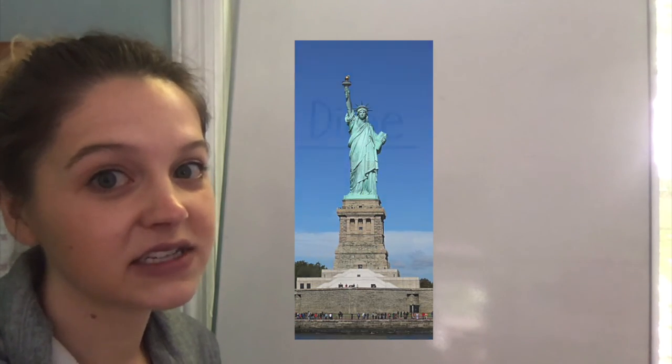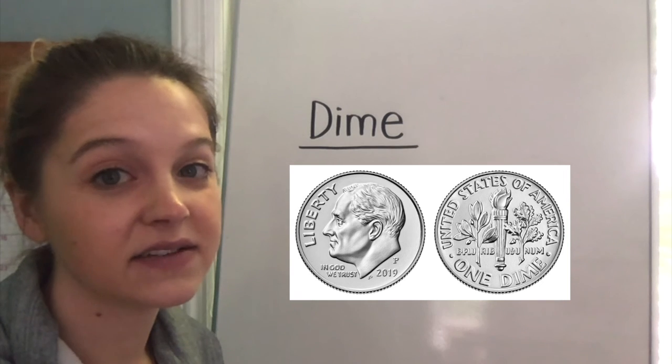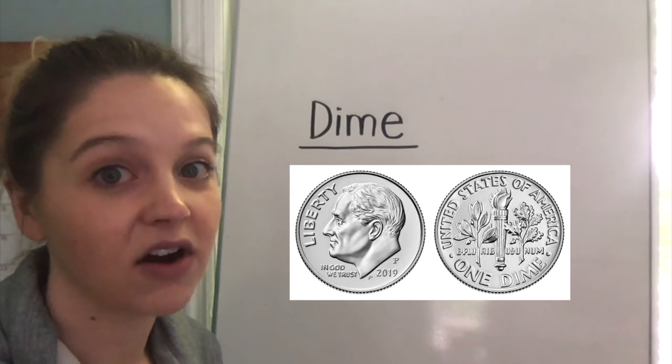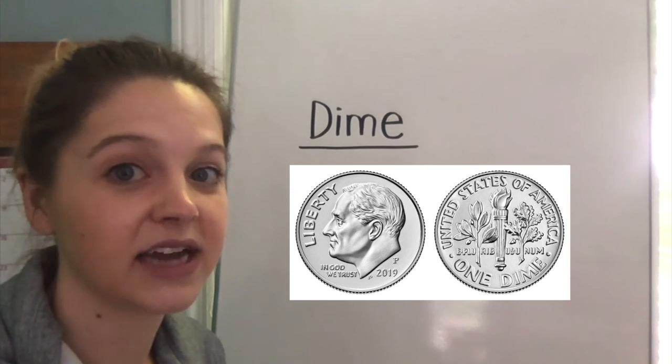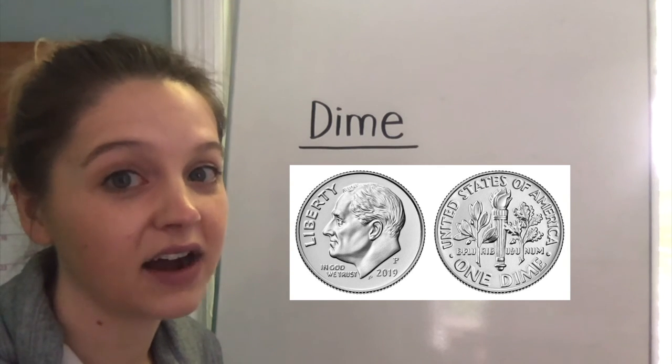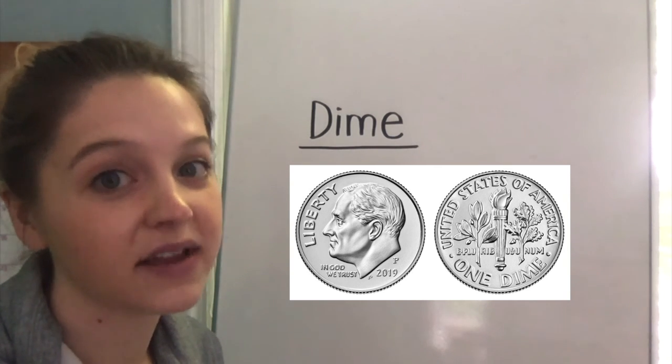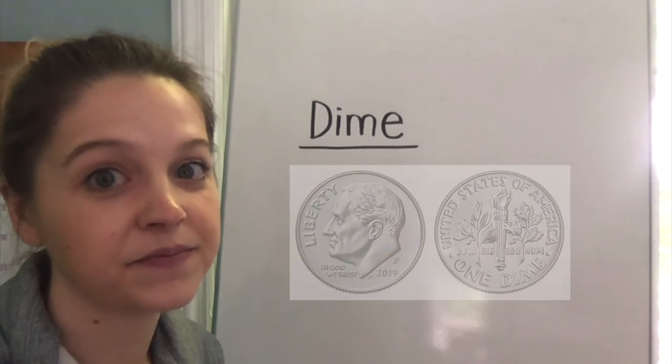So on the face of the dime we have the president FDR, and on the tail side of the dime we have the torch and the olive branch that look a little bit like the Statue of Liberty.